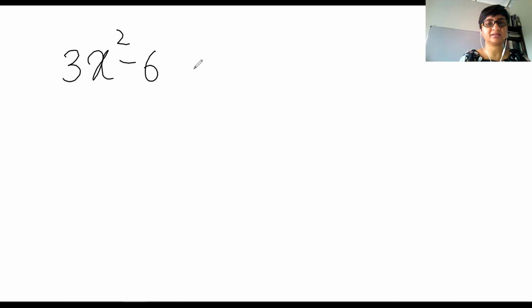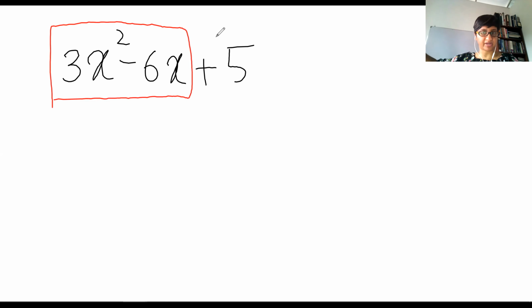Would you like to give me an example, or shall I take one at random? So let's say 3x squared minus, I'm going to take one that works with nice numbers, just to make it look good, say 6x, plus 5, okay? I want to write this in complete square form. Now, as I said, you focus on these two terms only. Leave the plus 5. You're trying to make a square out of these two pieces.